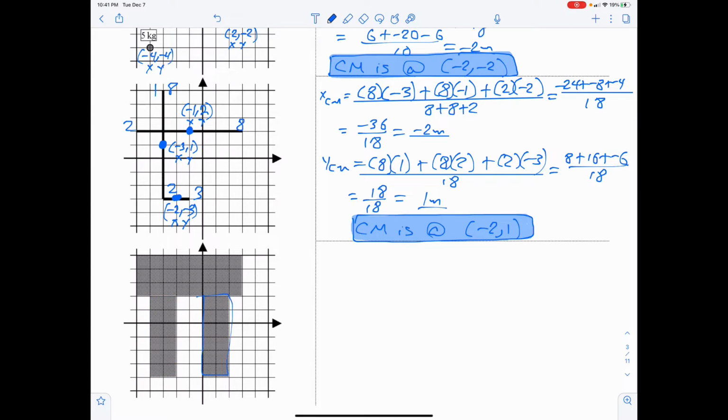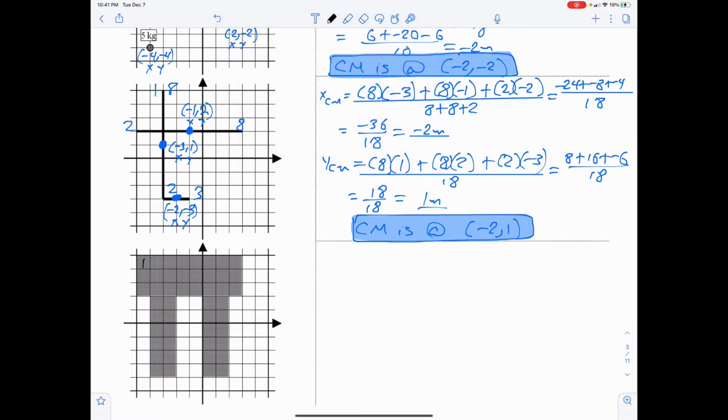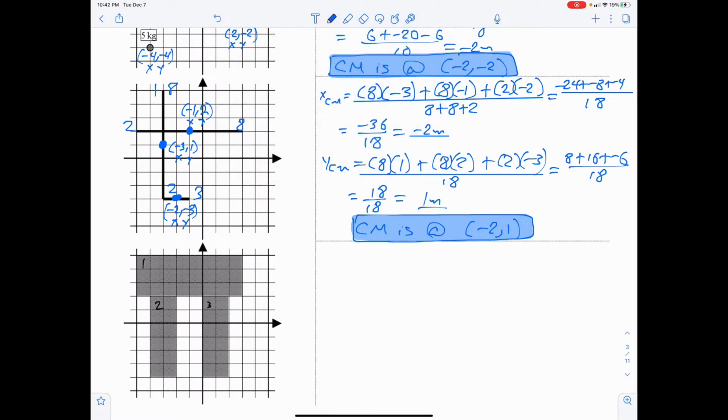So what I'm going to do is label these rectangles. I'm going to call the big one 1, this one 2, and then this one 3. Okay, let me use a different color so we can actually see them. 1, 2, 3. Now we need to identify the center of these rectangles. Well, the center of rectangle 1 is exactly there. The center of rectangle 2 is right here, and the center of rectangle 3 is right there.